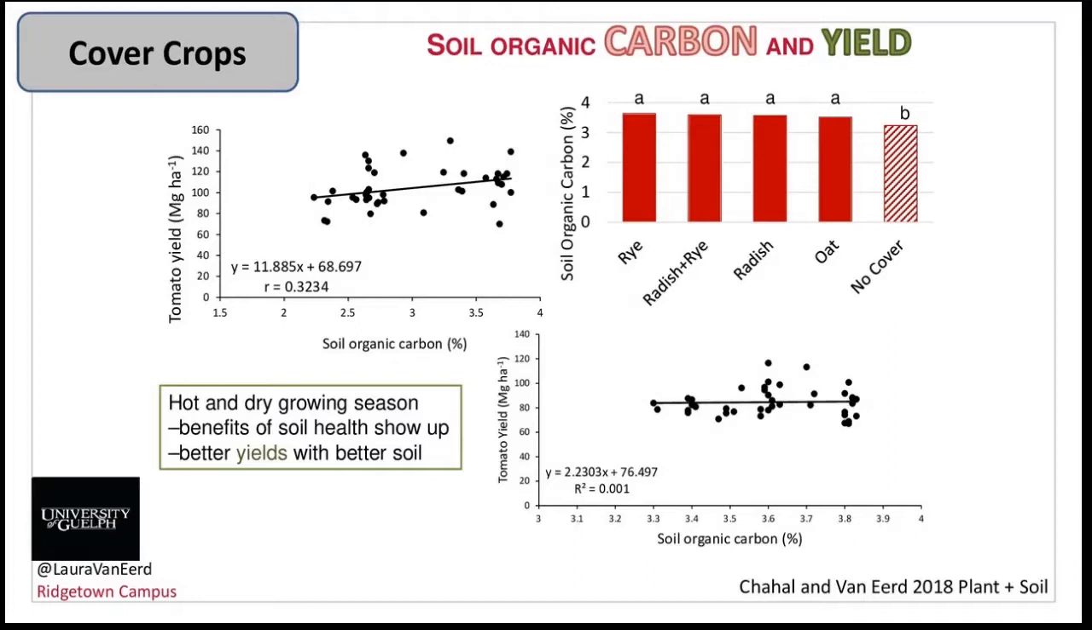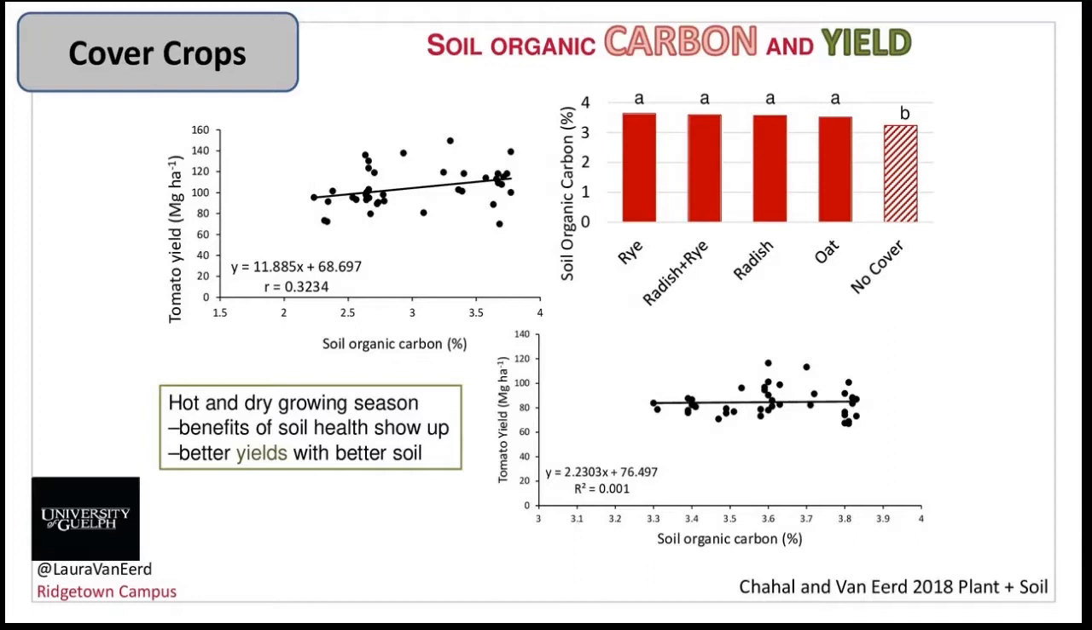So that's in the top left-hand side of your screen, and that was in 2006, which was a hot, dry growing season. So the benefits of soil health were showing up with better crop yields. Now, in 2015, this lower right-hand side, we didn't see any relationship between soil organic carbon and crop yield. But this is a relatively short amount of time, right? 6 times we planted these annual cover crops, and we could see an increase in soil organic carbon, soil health.